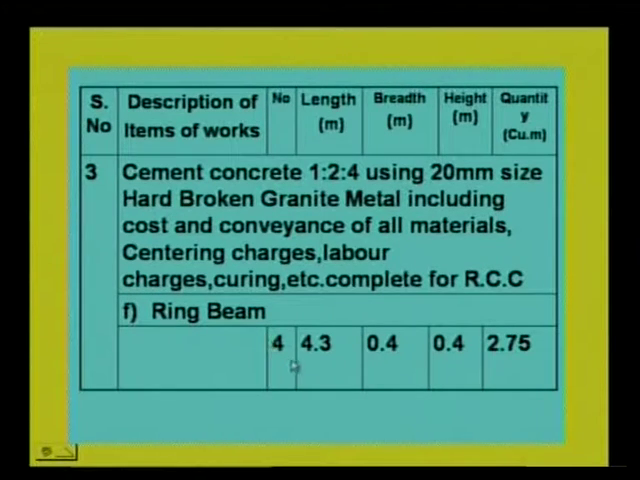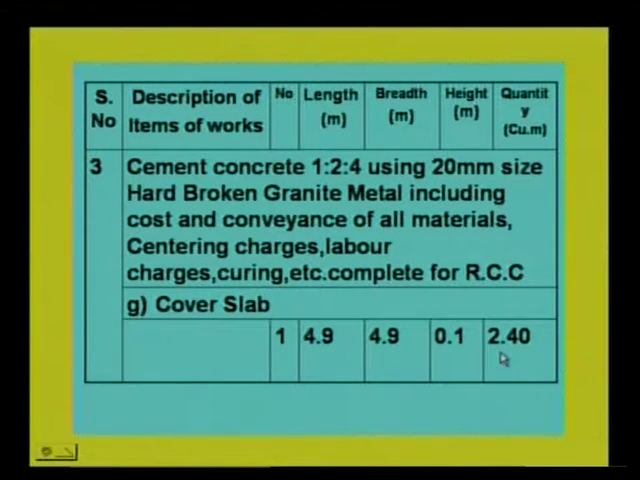Ring beam, you can see here 4 numbers of ring beams, 4.3, 0.4, 0.4, which is 2.75. The quantity is 2.75. The next, for cover slab, the width of the cover slab is 4.9 by 4.9, so it is 1 in number. So thickness of the slab is 0.1 meters, so the quantity is 2.4 cubic meters.